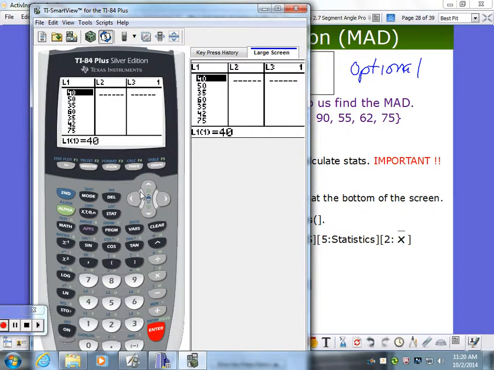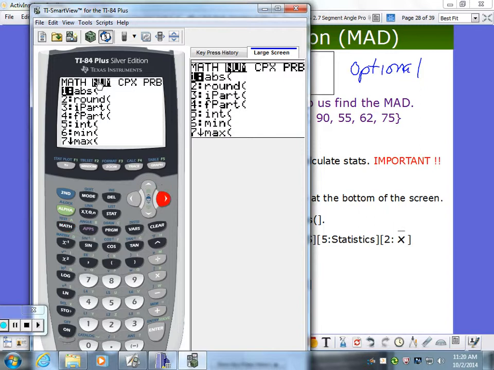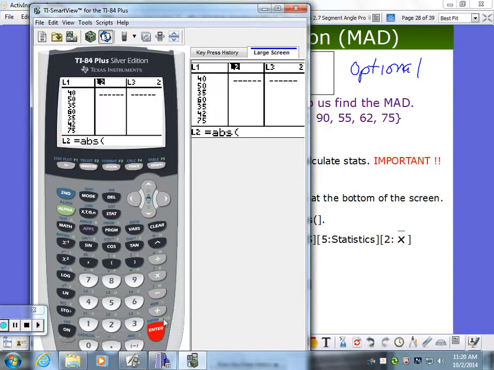All right, I want to go to L2. Press the right button, press up, press enter. See how it's blinking down here? I want to take the absolute value. Math is absolute value. If you press the math button, and under this NUM menu, I move one to the right, see where it says abs? You press enter. If you missed it, just hang on and watch.